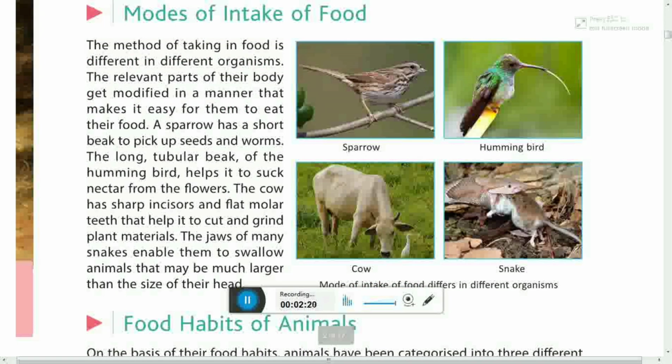The cow has sharp incisors and flat molar teeth that help it to cut and grind plant materials. The jaws of many snakes enable them to swallow animals that may be much larger than the size of their head.